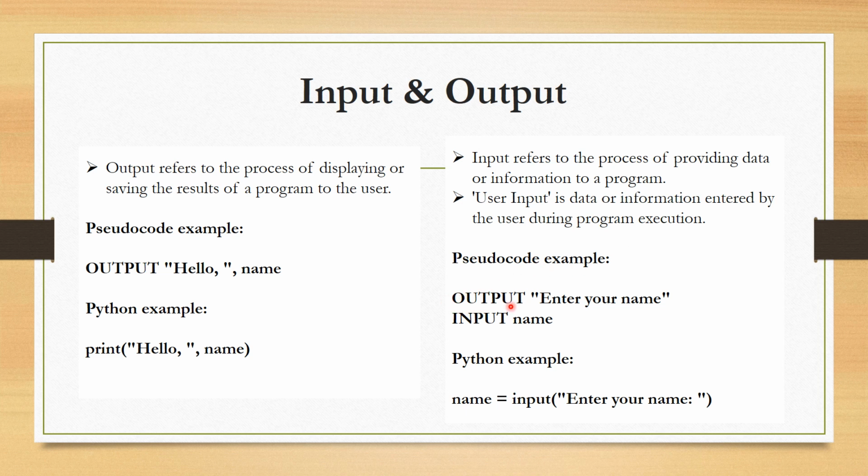In pseudocode, how are we going to take input from the user? First, we will display something, OUTPUT "Enter your name", and then we will use the INPUT keyword, and then we will mention the variable name. In this variable, we will store whatever information the user enters, right? And in Python, we will use name = input("Enter your name"). So whatever the user enters through this input function will be stored in this name variable. If we want to display this name on our screen, we can use this pseudocode and this Python code.